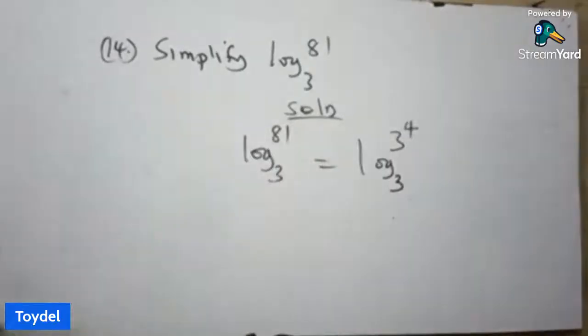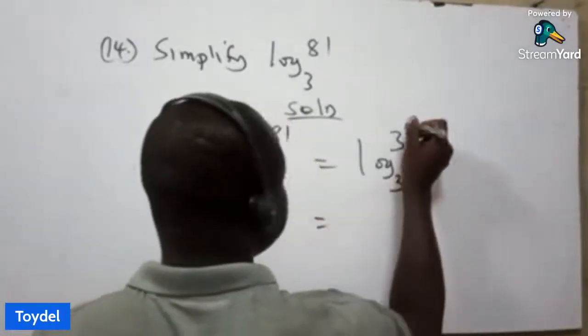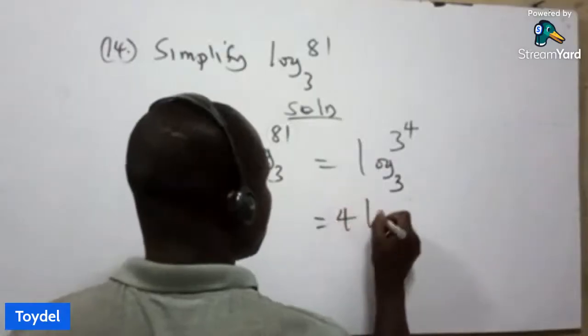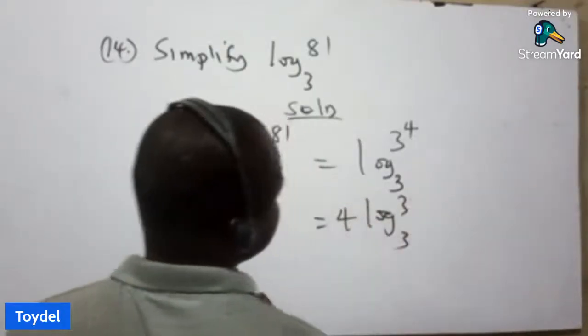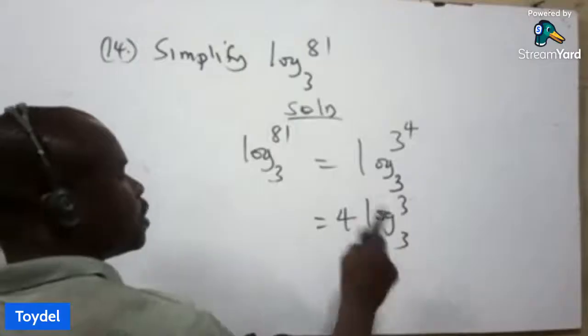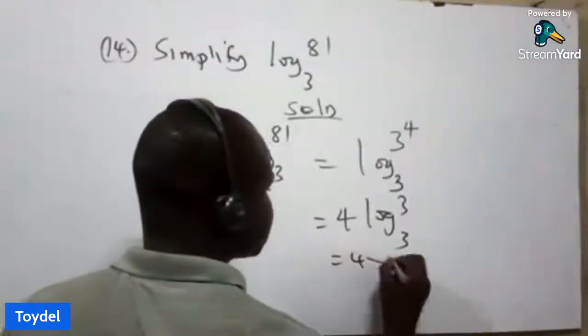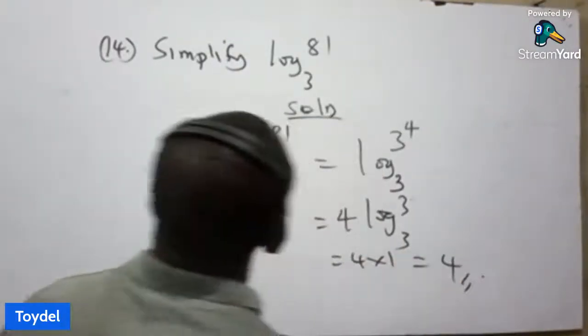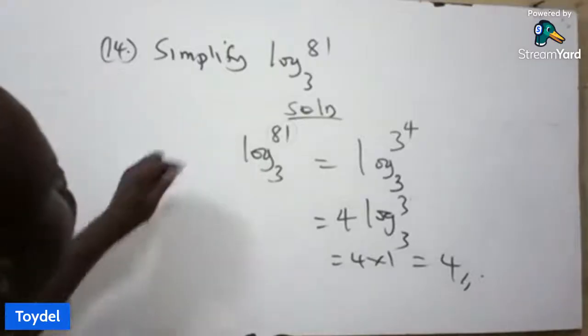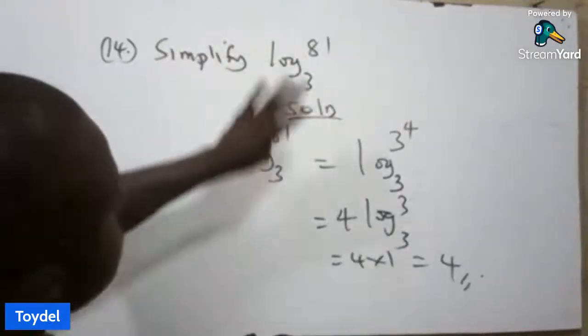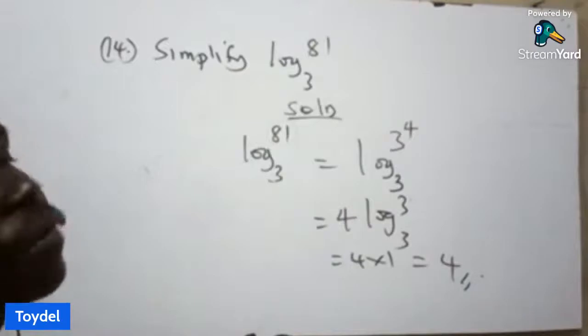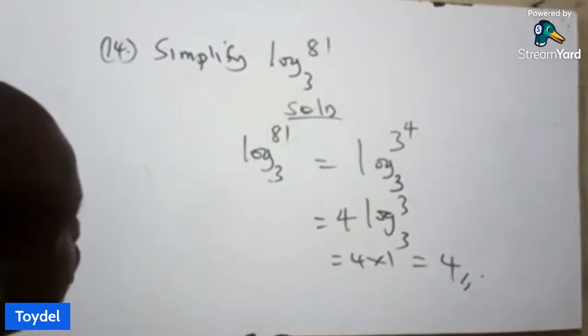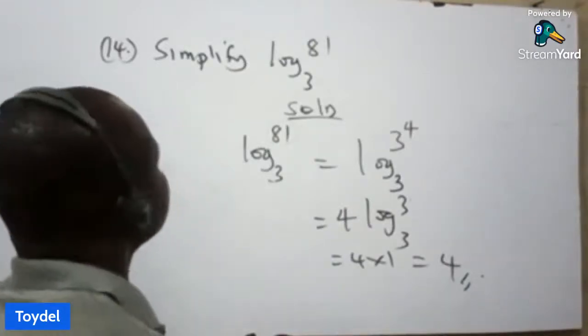One of the laws of logarithm says that this power can come down to have 4 log 3 base 3. When you have a log and the base equal, the answer is 1. So I'm going to have 4 times 1, and the answer is 4. As I've said earlier, without any calculation, once I look at this, I know the answer is 4. And that is the level I want each and every one of us to get to.